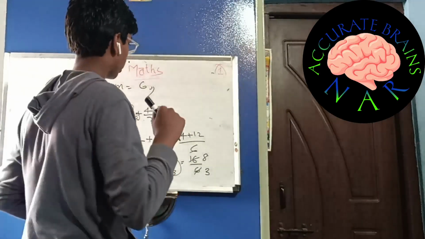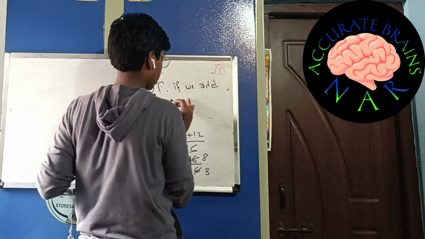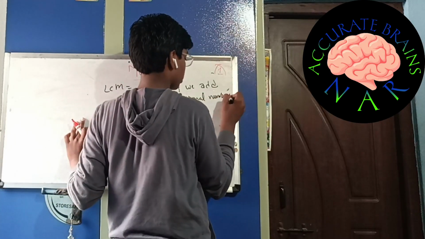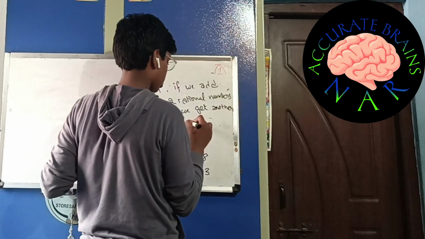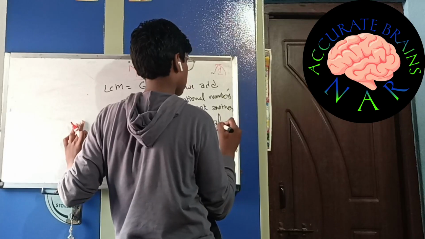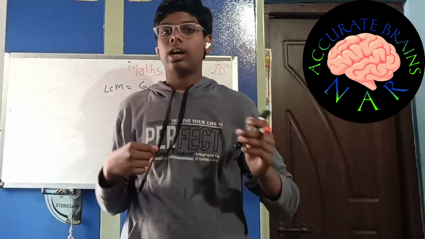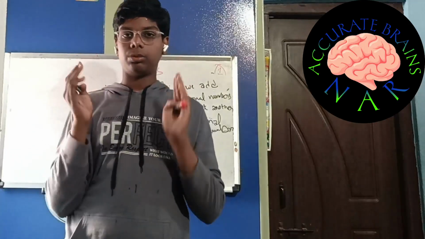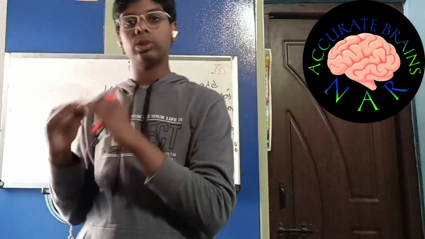So here we got a point. Therefore, if we add two rational numbers, we get another rational number. So this point is important, that if we add two rational numbers like 2 by 3 plus 4 by 2, we get another rational number, right?